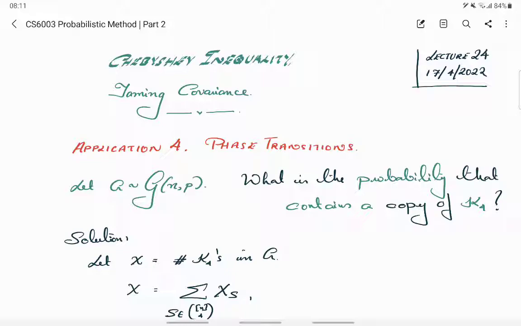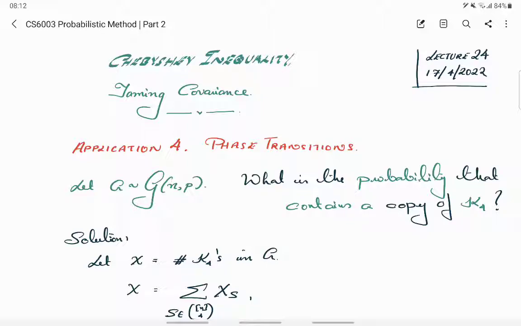So taming the covariance and thereby bounding the variance of X is sometimes tricky, but there is a technique with a wide applicability. We will first see that technique in this example of phase transitions, and then we will make a general remark about what is the underlying technique.